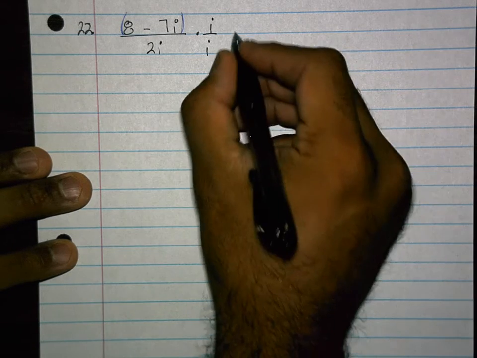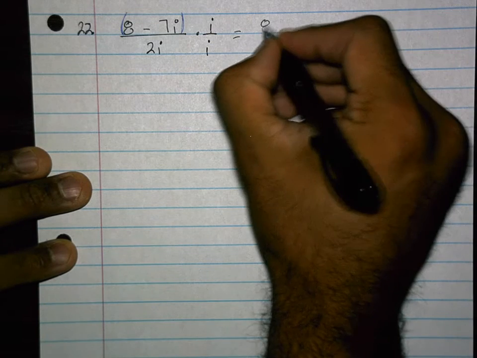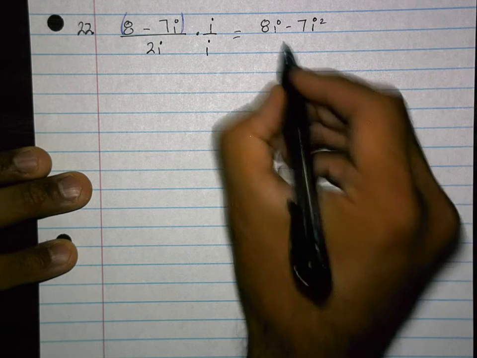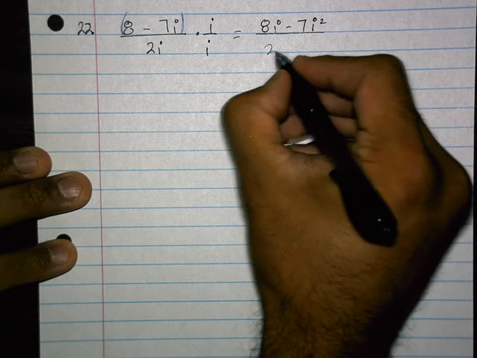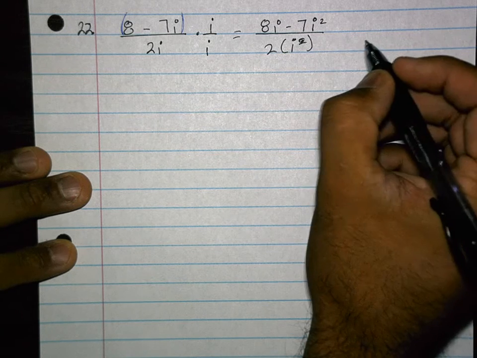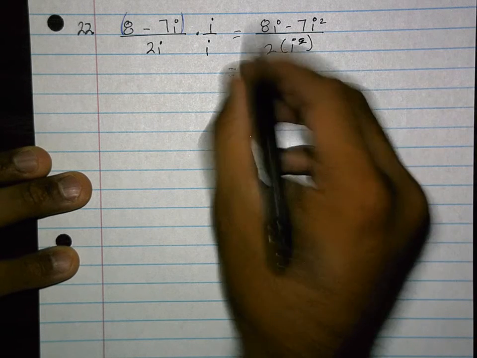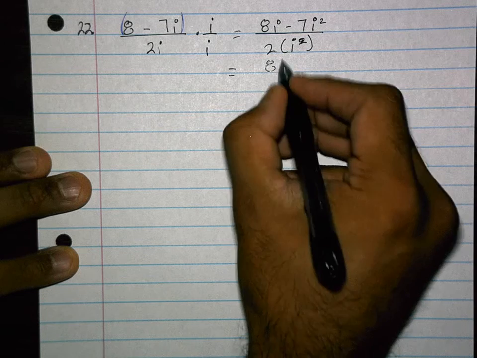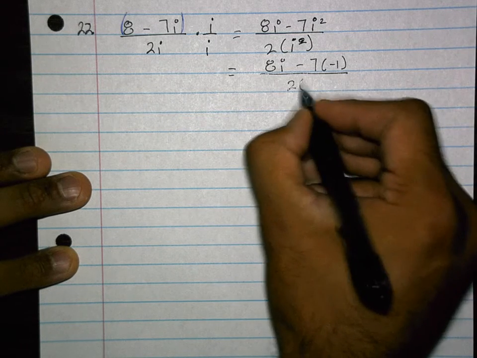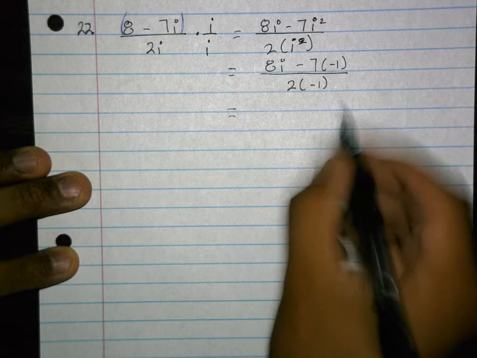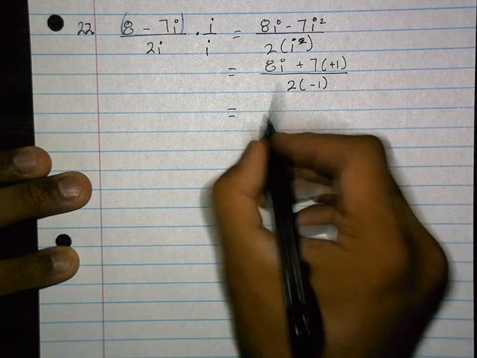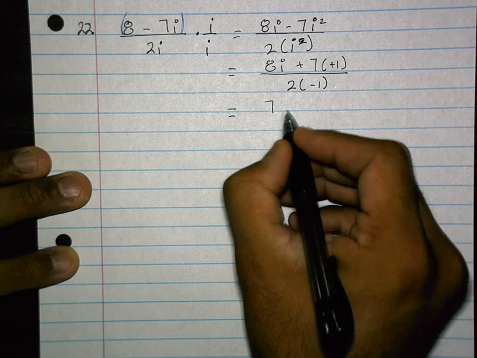So this is going to equal, doing the distribution property up top, 8i minus 7i squared all over 2 times i squared. And so this is going to equal 8i minus 7 times negative 1 all over 2 times negative 1. You can see this is going to turn into positive 7. I'm going to put that out front because remember you want to have the imaginary part second.